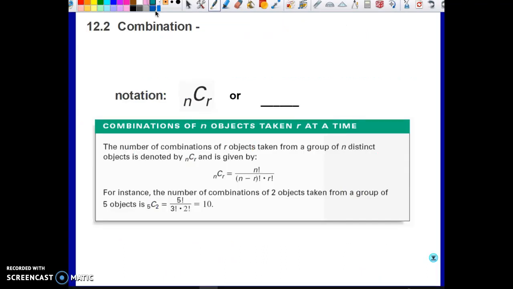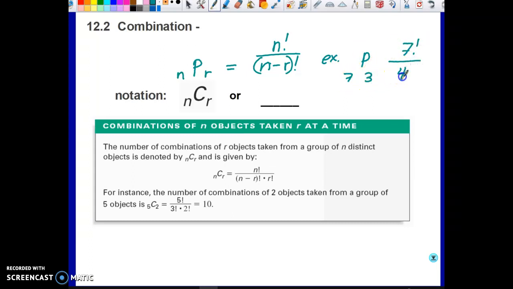So yesterday, when we were talking about permutations, we used this notation of nPr. And the definition of n objects arranged where order matters, r at a time, was n factorial over just the n minus r factorial. I'd subtract that. So for example, if I had 7 permute 3, it would be 7 factorial over 7 minus 3, that's 4 factorial. But today, in combinations, it's different.